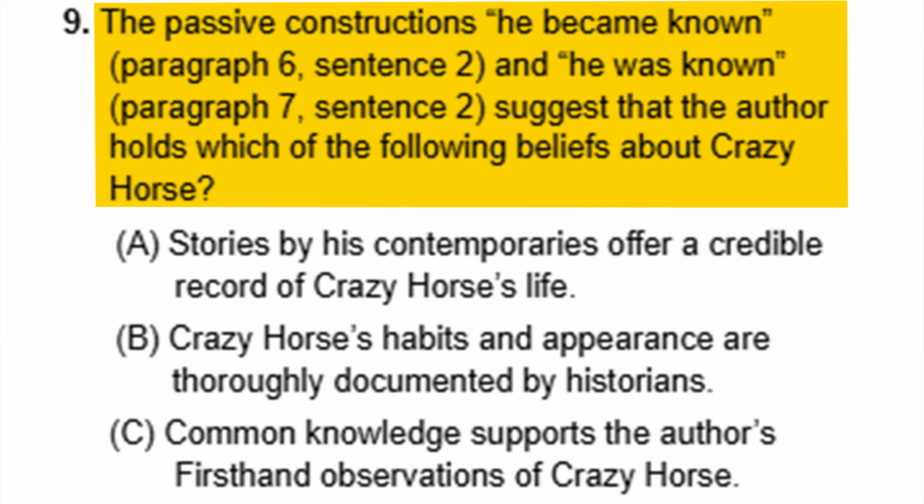Let's look at practice question 2. This is question 9 from the same passage, asking about syntax. It says, the passage constructions "he became known" in paragraph 6, sentence 2, and "he was known" in paragraph 7, sentence 2, suggest that the author holds which of the following beliefs about Crazy Horse? Step 1, read the question. We just did that. It's asking what the passive voice suggests about Marshall's beliefs. Step 2, return to the passage. The phrases are "he became known" and "he was known."